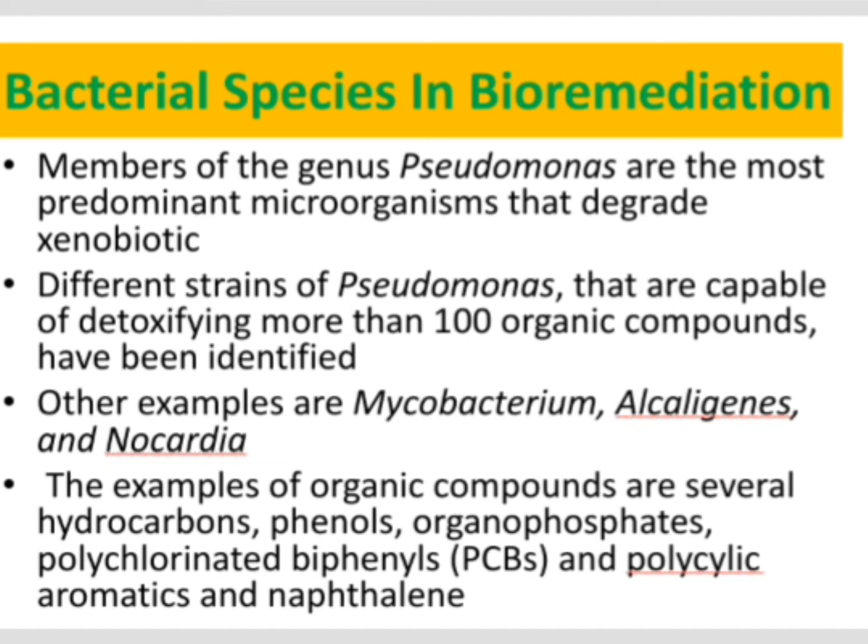Bacterial species in bioremediation. Members of the genus Pseudomonas are the most predominant microorganisms that can degrade xenobiotics. Pseudomonas is a soil bacteria. It is very commonly available, and it is very effective in degrading xenobiotics. It is present in almost all soils. Different strains of Pseudomonas capable of detoxifying more than 100 organic compounds have been identified.